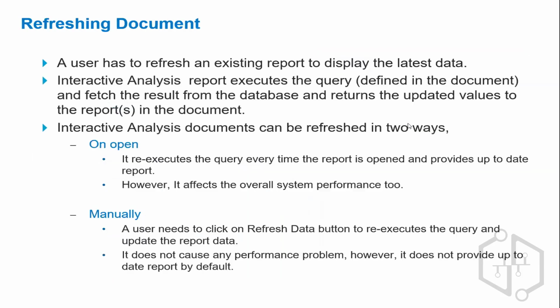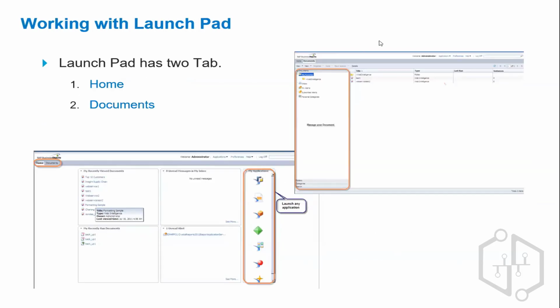The document tab view is this one, and the home tab shows all the applications that are there in the BO suite. If there are any messages in our inbox, they will appear here. If there are any alerts set up, they will appear here. Our recently run documents will appear in this window, and our recently viewed documents, up to the top 10, will appear here. So that is about the home tab. This is the document tab.